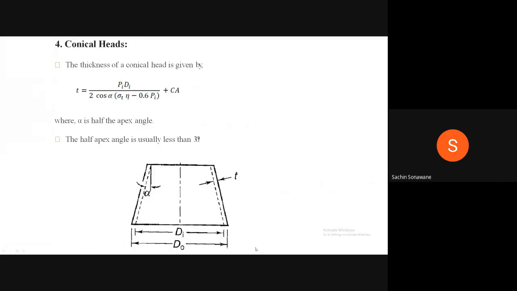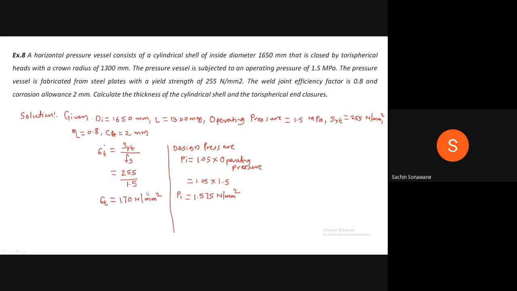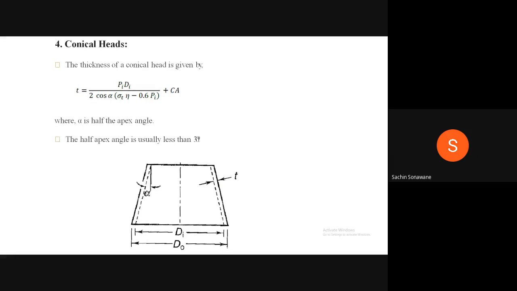Now, last is the conical head. The thickness of a conical head is given by t = pi Di / (2 cos alpha (sigma t eta - 0.6 pi)) + Ca, where alpha is the half apex angle. The half apex angle is usually less than 30 degrees. Here, t is the thickness, Di is the inside diameter, Do is the outside diameter, and alpha is the half apex angle or semi cone angle. Therefore, this is the initial introduction.